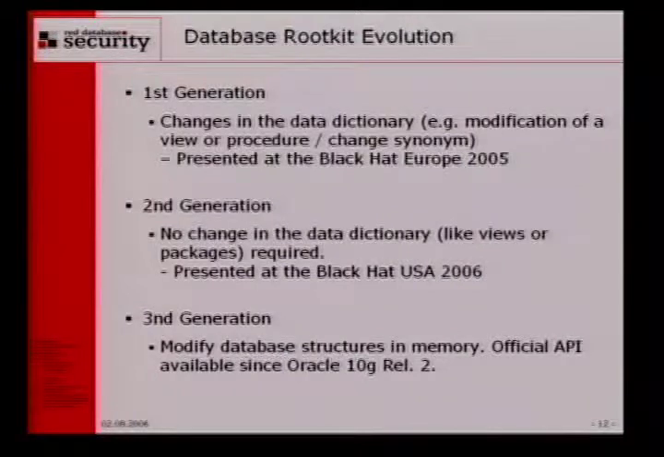And I expect the evolution in different types of database rootkits. The first generation, presented last year at the BlackHat Europe, is a modification in the data dictionary. For example, we are modifying a view or changing a synonym to change the content. The second generation, presented here later, has no change in the data dictionary, and that's why it's much more difficult to detect.